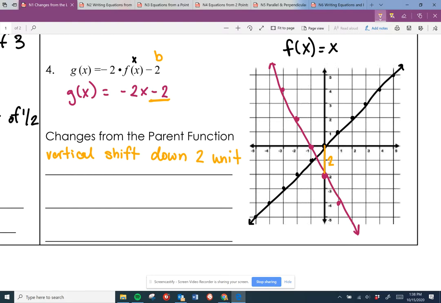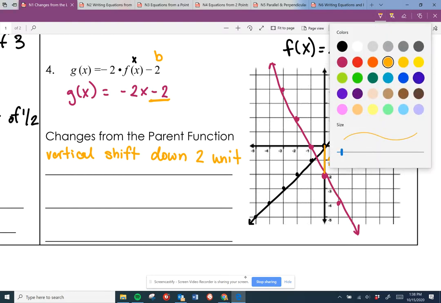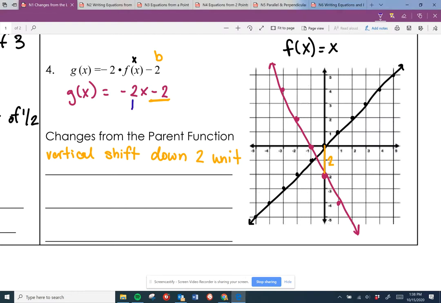Okay, our second change is going to be due to this 2 right here. Okay, so that is going to cause a rate of change increase by a factor of 2. Okay, so used to, I was going up 1 over 1, and now you can see in my new line I'm going up 2 over 1.